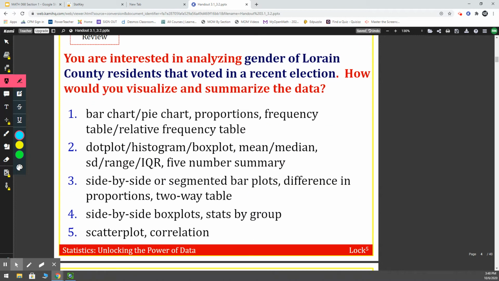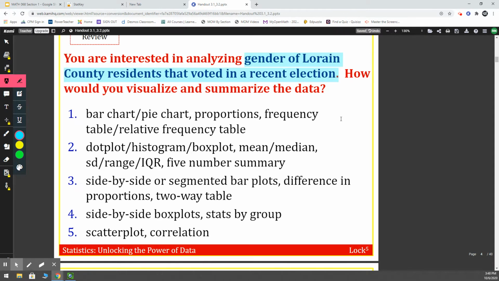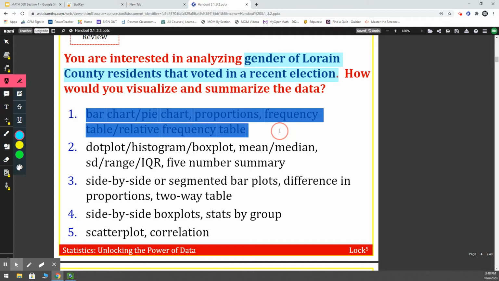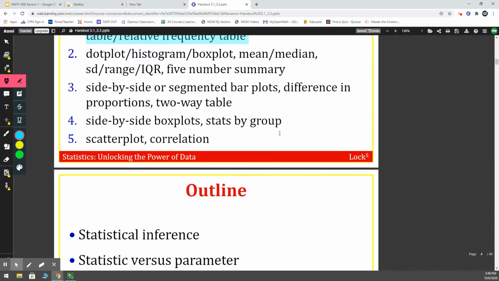Number 3, we're interested in the gender of a voter in Lorraine County in a recent election. That is a single categorical value. When we talked single categorical values, it was pie charts, bar charts, proportions, frequency tables, and relative frequency tables. Again, knowing these is a key process to what we do.